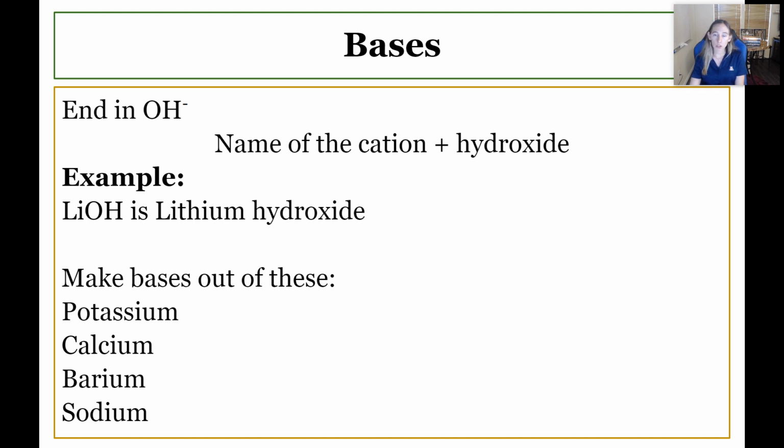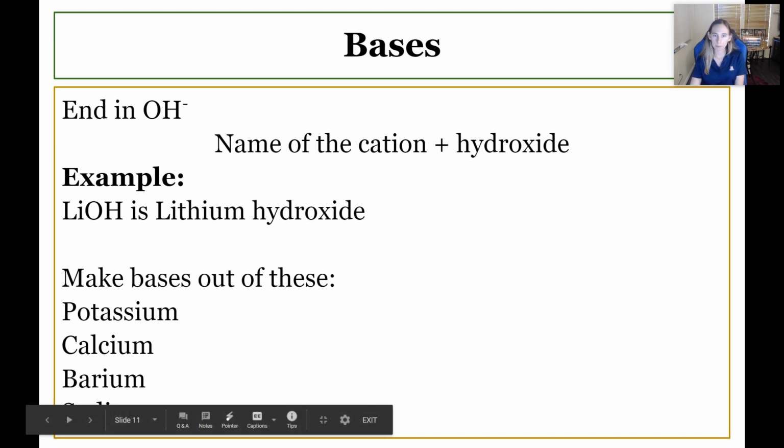For naming bases, start by naming the cation without changing it in any way. Don't change the ending. Then add the word hydroxide. So example, LiOH is simply lithium hydroxide. Done. That's it. Pause the video and make bases with each of these cations here.